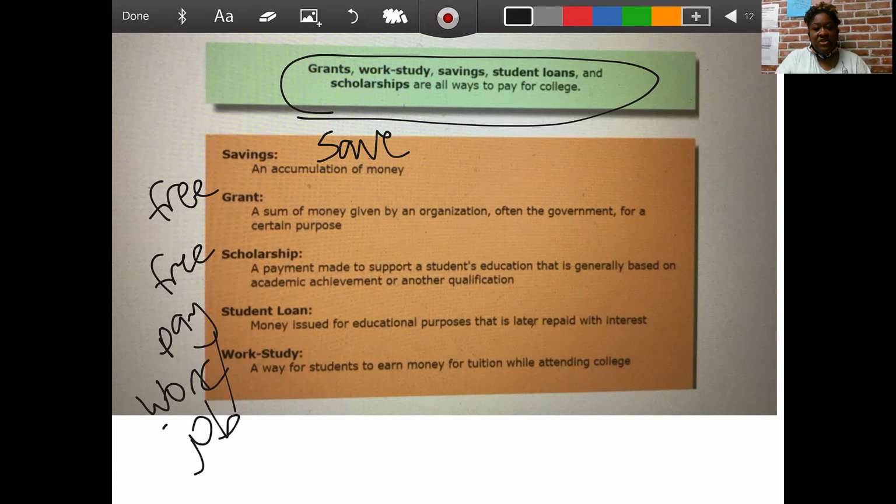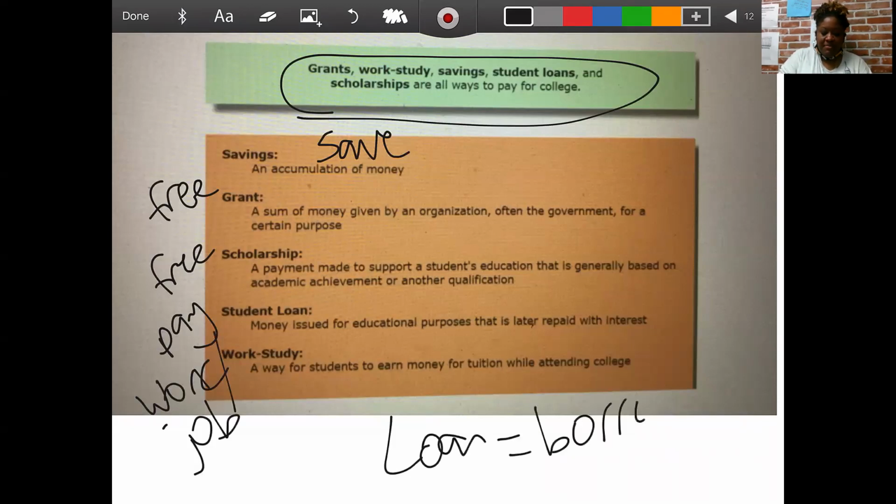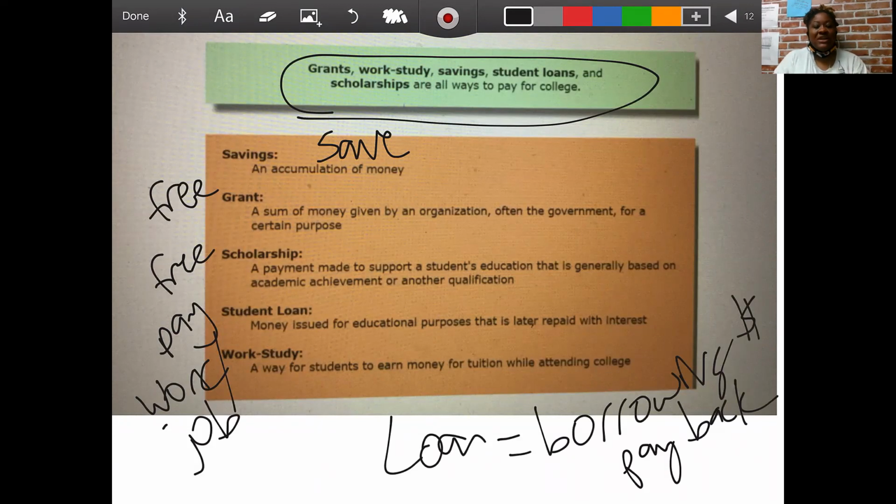Okay, so you just need to know the definition of these 5 ways to pay for college. Anytime you see the word loan, that means you're borrowing money and you have to pay back. Okay, and work study, it has the work name in it, so you know that means you have to work. And the other ones are free.